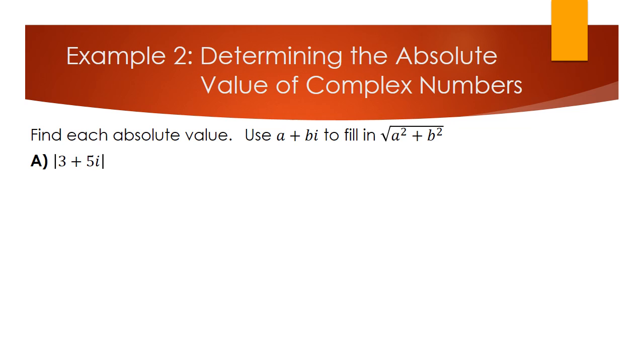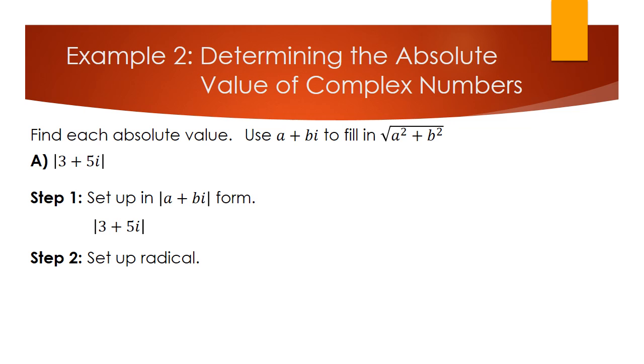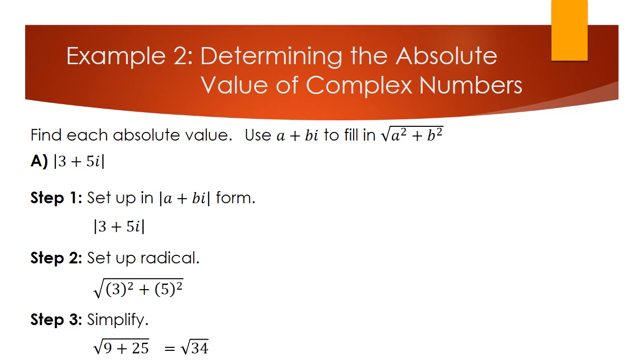So we have 3 plus 5i. Make sure it's in the form of a plus bi. This one already is. Set up the radical. Okay, so 3 is your a, 5 is your b. Square 3 and 5, you get 9 plus 25. 9 plus 25 is the square root of 34. The square root of 34 is your answer. Doesn't simplify any.